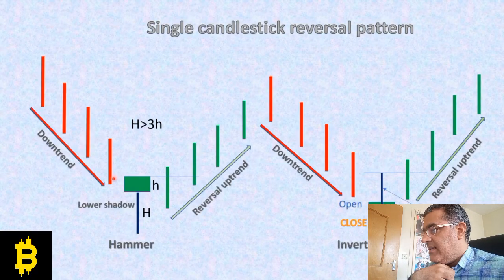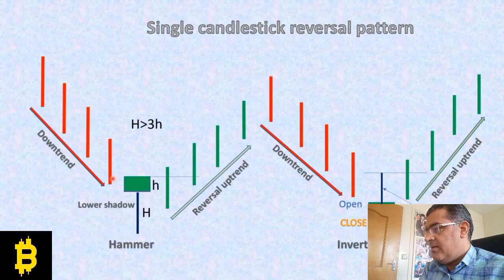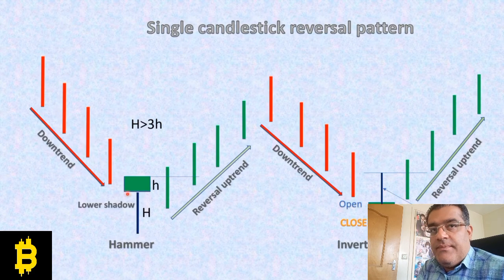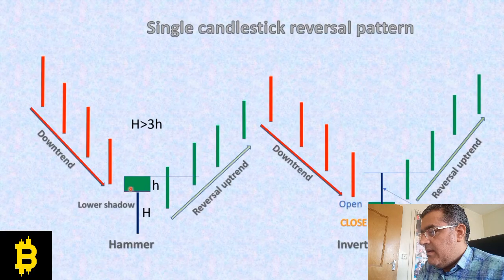These two can be green or red in color, and they usually come at the end of the downward trend, indicating more power of the trend reversal. In this graph we see the hammer and the inverted hammer at the bottom of the downward trend.